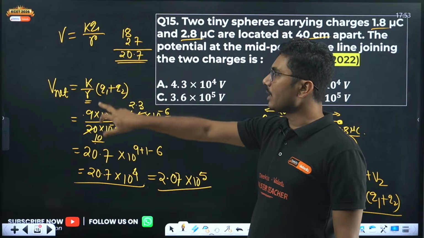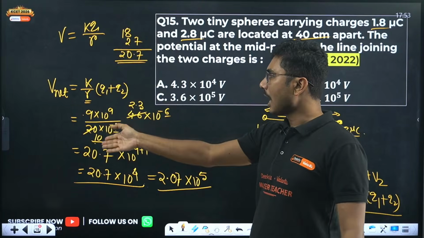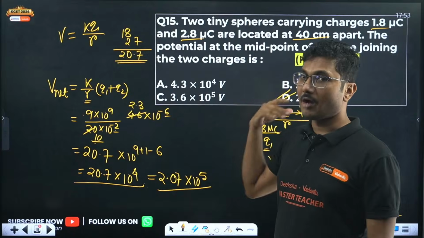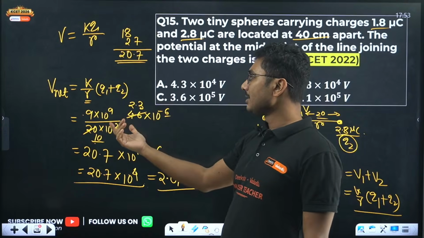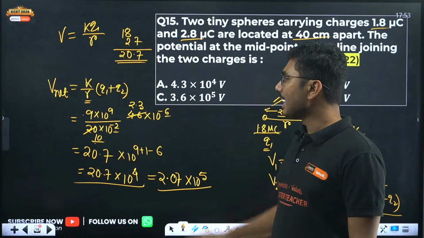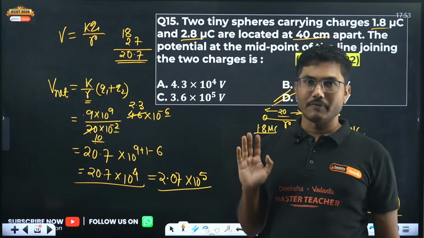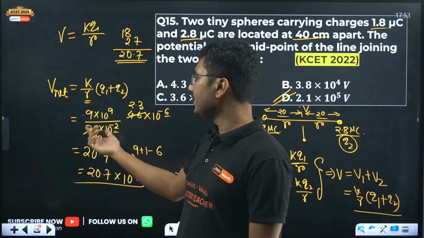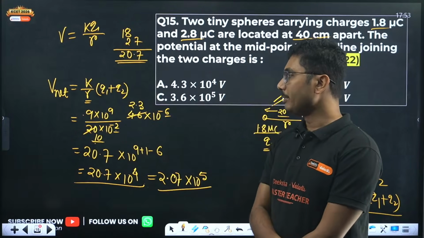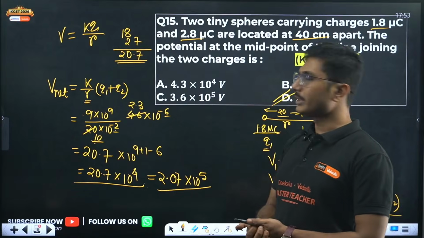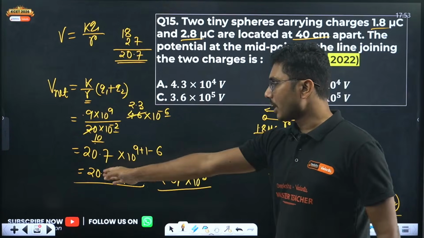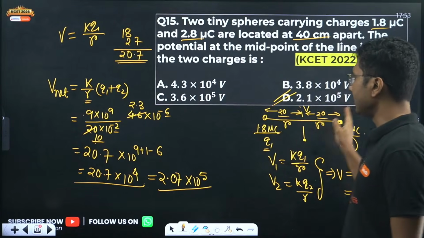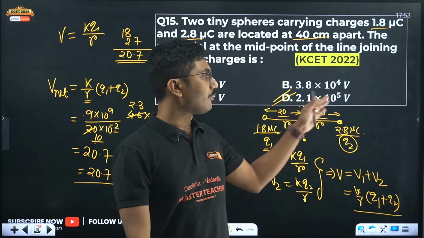Once you do that, put the value of K, which is known. The R value is half of 40, because midpoint means half of 40, which is 20 centimeter. The main thing here is calculating the 10 to the power values, so be careful while calculating them. 20 centimeter has to be converted into meter, and correspondingly you calculate the power of 10. After calculating, we got 20.7, but 20.7 is not in the options; only the form with 10 to the power of 5 is there.